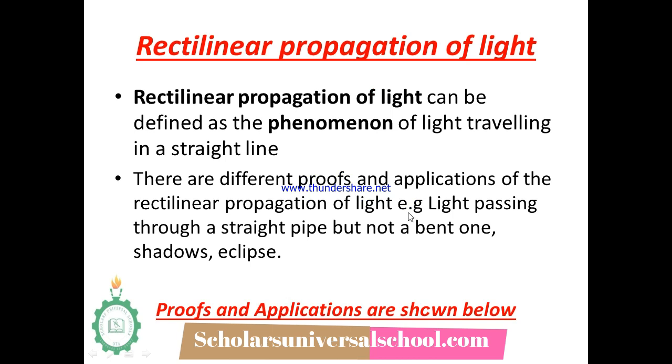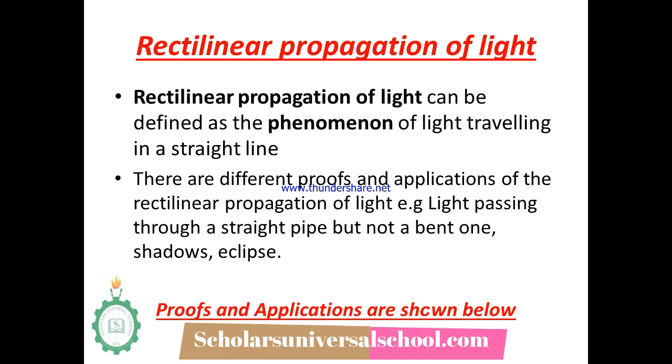Now, let's move on to rectilinear propagation of light. Rectilinear propagation of light can be defined as a phenomenon of light traveling in a straight line. What does phenomenon mean? Phenomenon means like an action. It means how something behaves. So when you say rectilinear propagation of light is a phenomenon of light traveling in a straight line, it means that light always moves in a straight line. Whenever you have light rays moving, they always move in a straight line. You cannot have a light ray bending around the corner. You cannot have a light ray that is curved. It is always in a straight line.